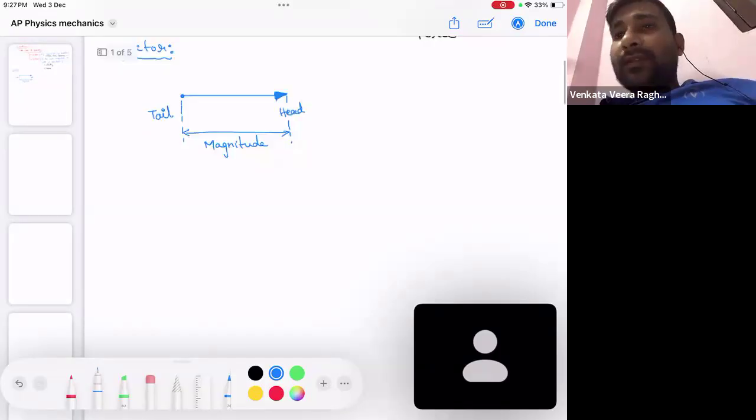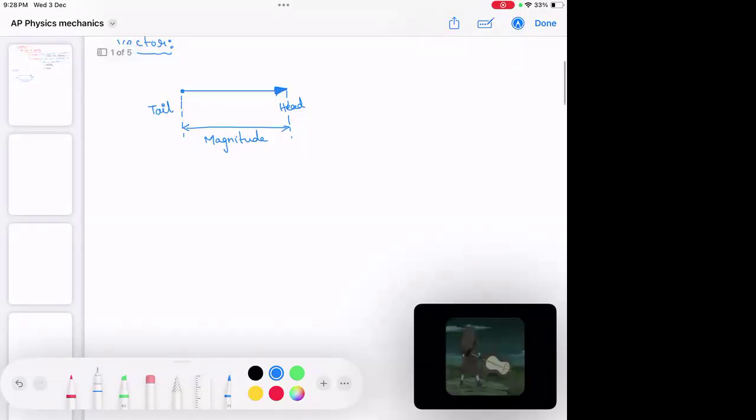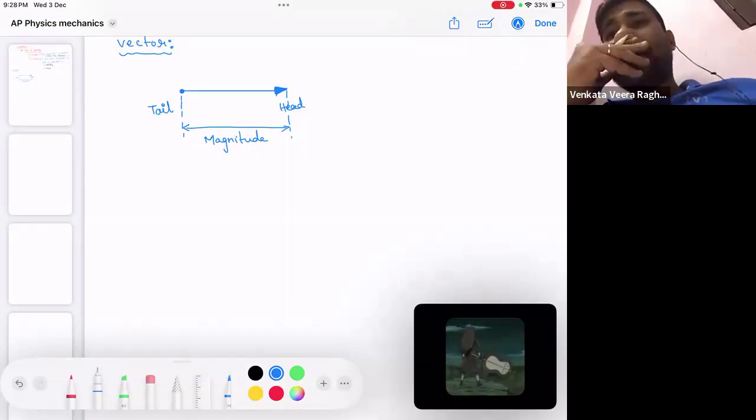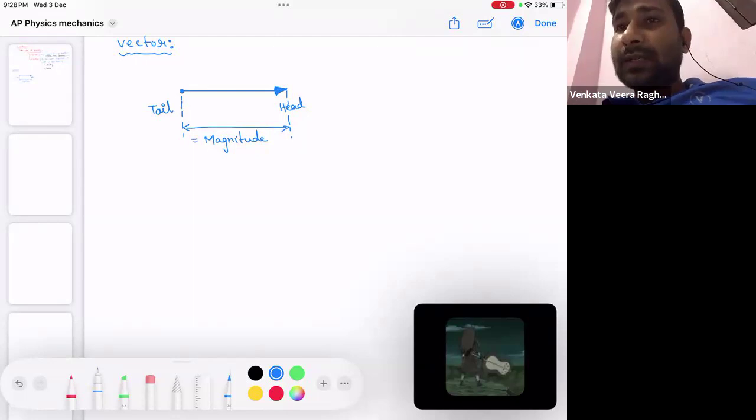So the next thing. If two vectors are there, and one has greater magnitude than the other one, then the vector with greater magnitude should have a larger length compared to the other, isn't it? Yes, sir. So that is the vector representation. The vector has a tail, head, and the body part. Body part means the length of the straight line we have represented, and the length represents the magnitude of the vector.